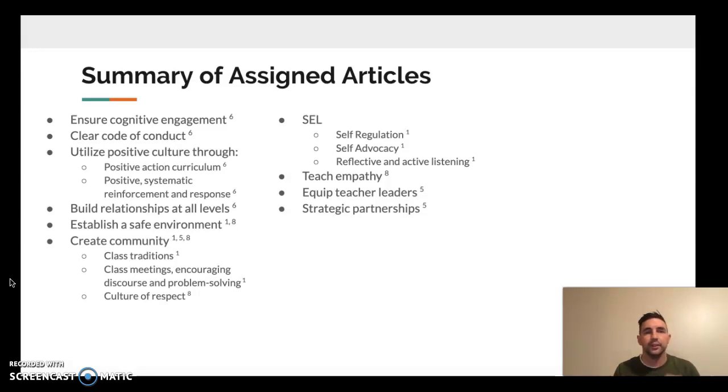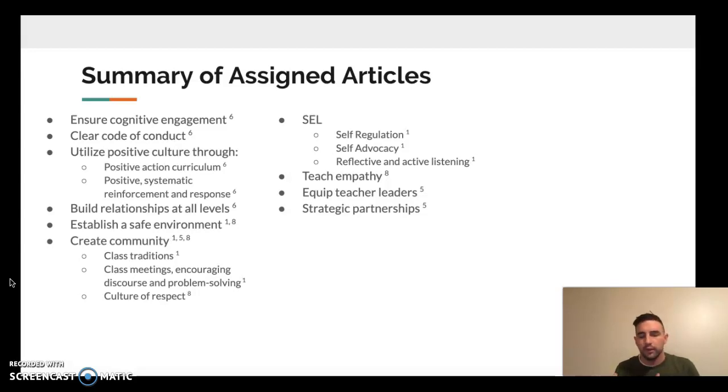And so instilling a positive action curriculum, as described in one of the articles, where it talked about how you help students understand the value of healthy decisions as well as treating people positively and having a positive outlook. And then on top of that, layering in positive systemic reinforcement and responses to student behavior. And as a leader, not only encouraging that, but learning alongside them and what that looks like and how to make that authentic in order to build those relationships at every level.